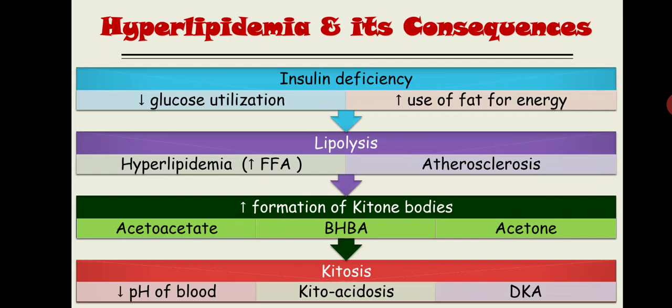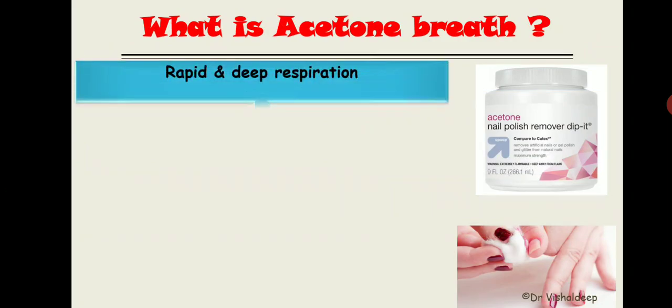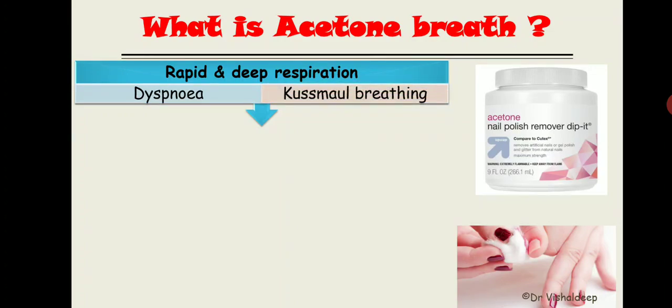Now out of these three ketone bodies, acetone is used for diagnostic purposes. It is diagnosed by the acetone breath of a person or patient. Now what is this acetone breath? Rapid and deep respiration is present in the diabetes patient, and ultimately the person has dyspnea, difficulty in breathing. That type of breathing is known as Kussmaul's breathing. Got it? That condition will be present in severe diabetes, and the person will go into a coma. When the person goes into a coma, there is more acid inside the person's blood because of the ketosis.